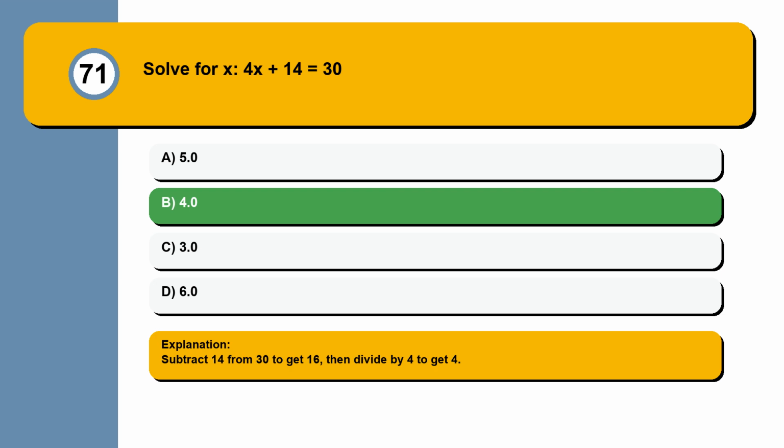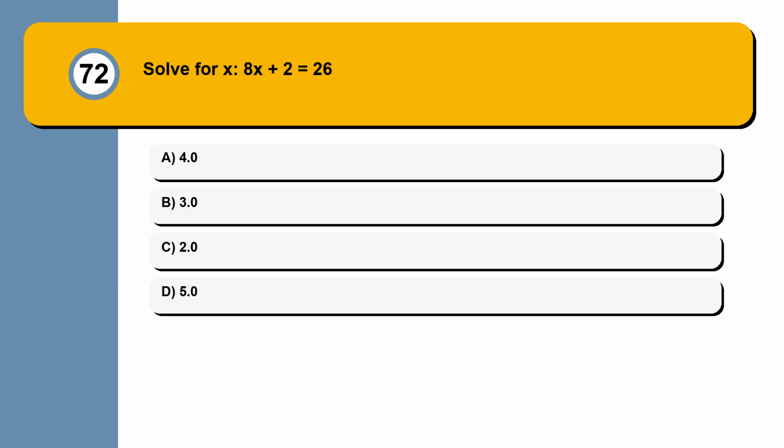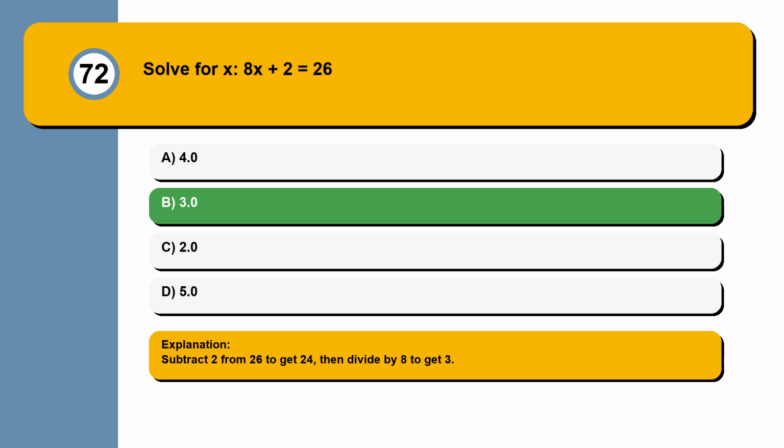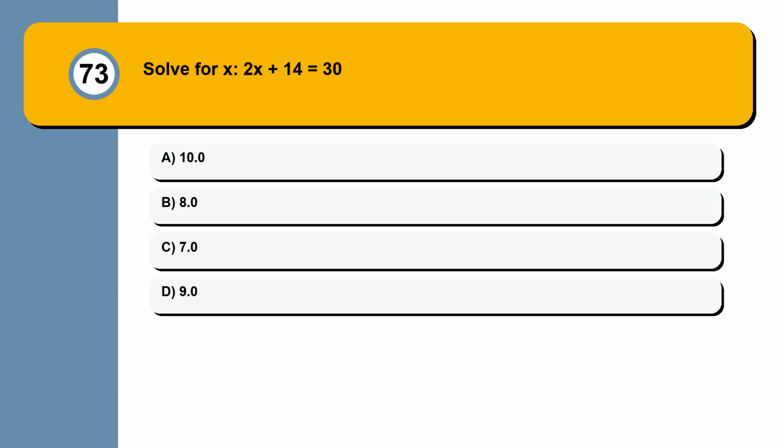Subtract 14 from 30 to get 16, then divide by 4 to get 4. Question 72. Solve for x: 8x plus 2 equals 26. Options: 4.0, 3.0, 2.0, 5.0. Subtract 2 from 26 to get 24, then divide by 8 to get 3. Question 73. Solve for x: 2x plus 14 equals 30. Options: 10.0, 8.0, 7.0, 9.0.